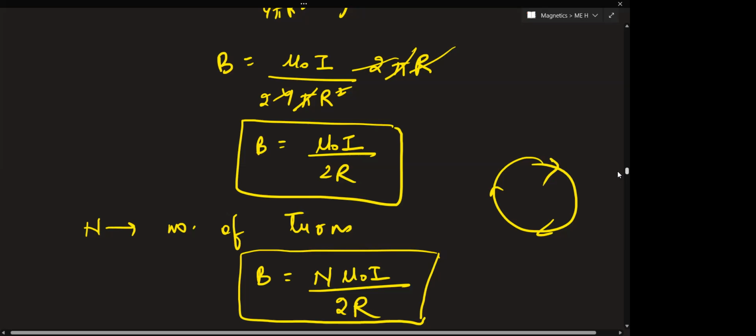Ma'am, that n value will be given in the question, right? Yes, the last n will be given to you. If n is not given, it means the number of turns is single. Single turn is there. N will be given. Sometimes 100 turns are given. N will be given.